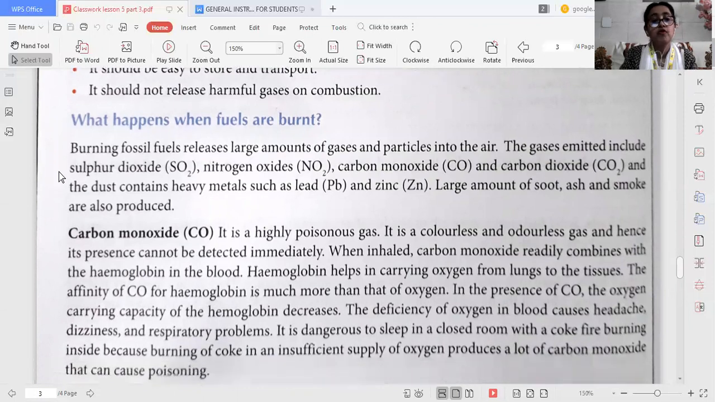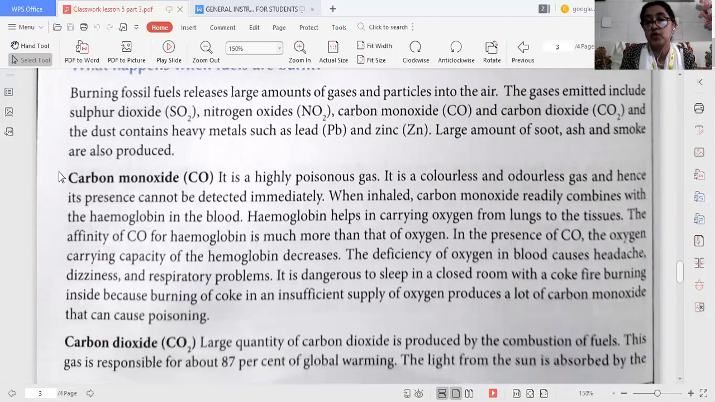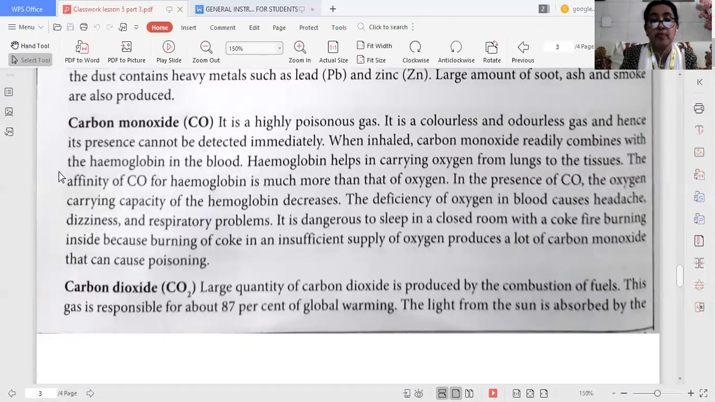First, carbon monoxide is a highly poisonous gas, because it mixes with the hemoglobin in the blood. We know hemoglobin carries oxygen to the lungs and then to the tissues. But if carbon monoxide mixes with it, it stops the carrying of oxygen. So there is a deficiency of oxygen in the blood, which causes headache, dizziness, and respiratory problems. That is why it is a very harmful gas, and it is always produced when there is incomplete combustion.